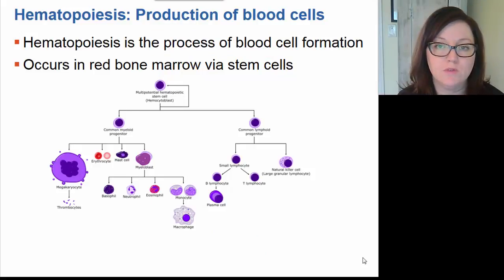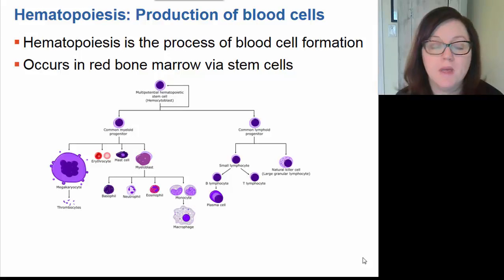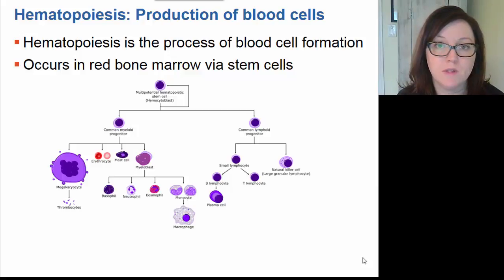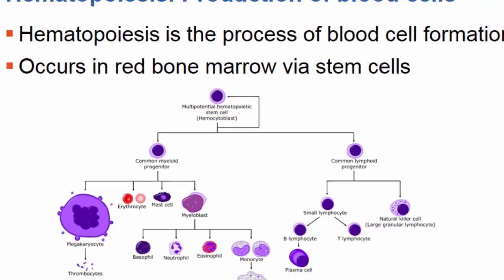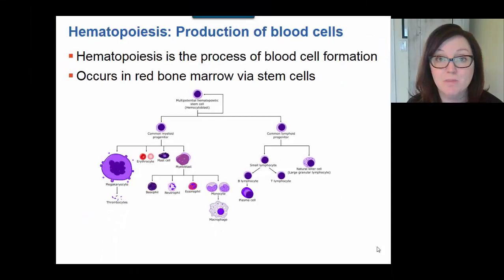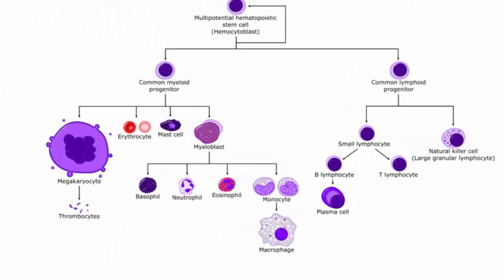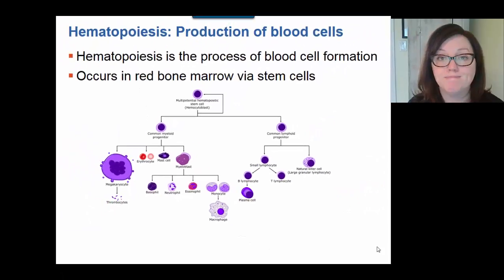Hematopoiesis is the term we use to describe the production of blood cells. Hematopoiesis is a process that occurs in our red bone marrow. And hematopoiesis is made possible by the presence of stem cells in the red bone marrow. These stem cells are called hematopoietic stem cells, and they're capable of differentiating into any blood cell type. So the hematopoietic stem cell can turn into any of the white blood cell types like neutrophils and lymphocytes and macrophages, and the hematopoietic stem cell can turn into both red blood cells and platelets too.